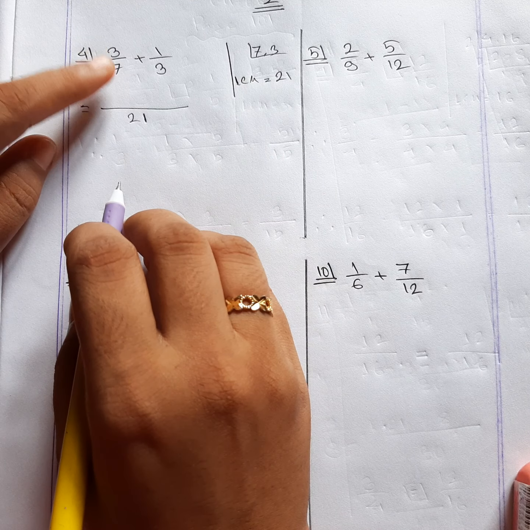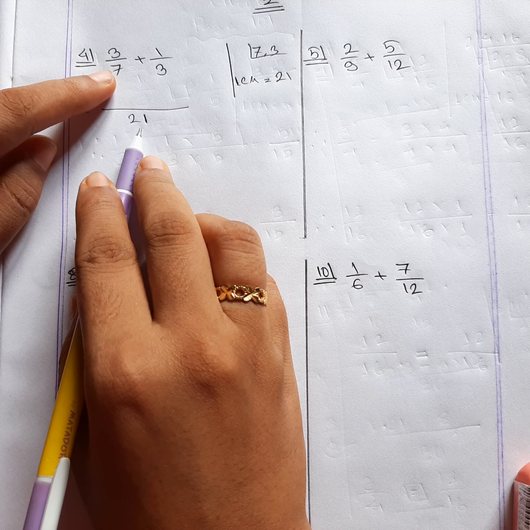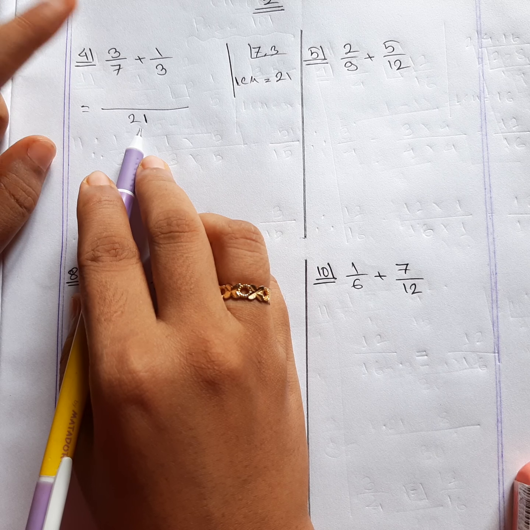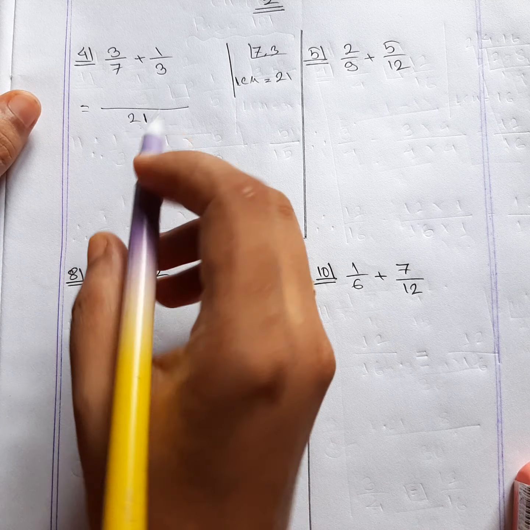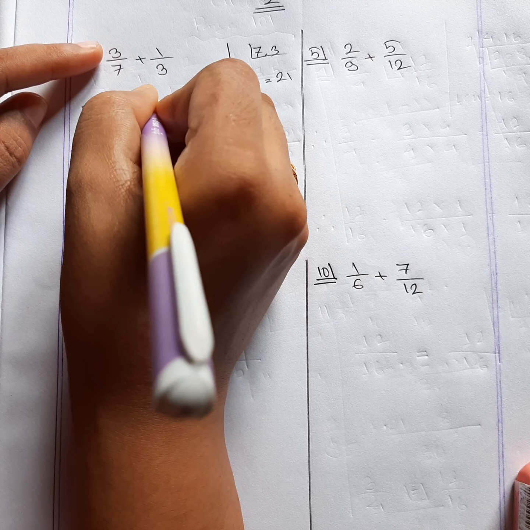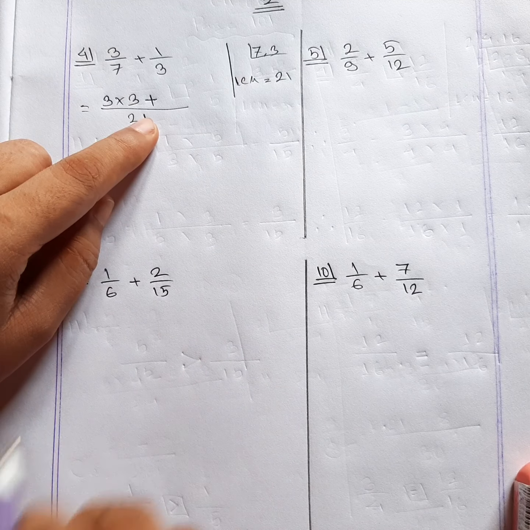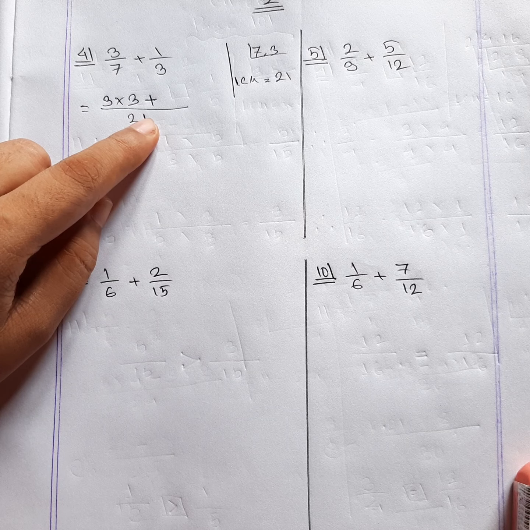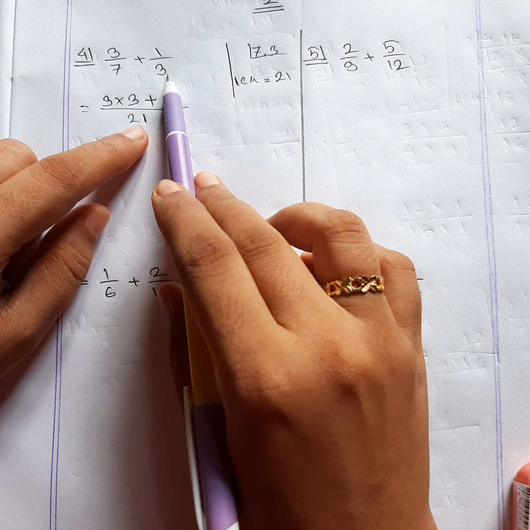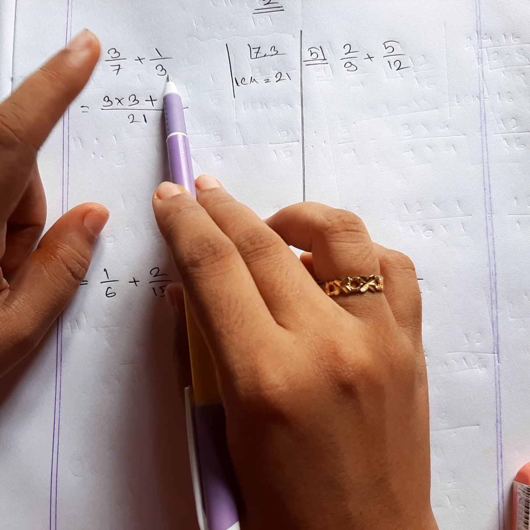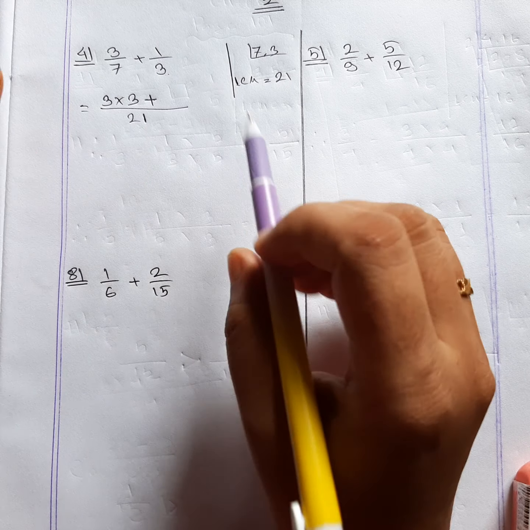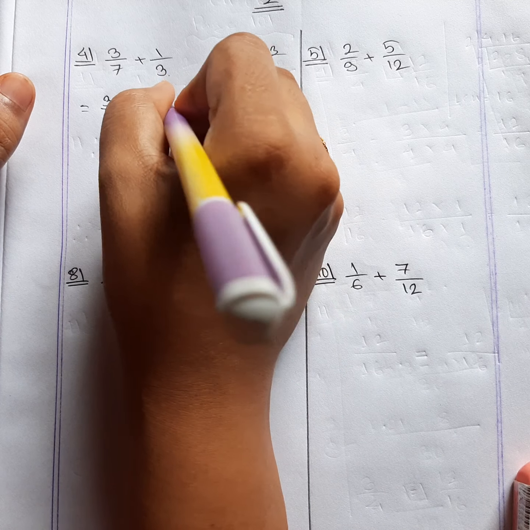Now dividing the LCM with the first denominator, the answer will be 3, and multiplying that answer 3 with the first numerator. If it is plus, then it is plus. If it's minus, then you will go for minus, okay. Again dividing the LCM with the second denominator, which is 3, dividing 21, you will get 7, and 7 is getting multiplied with the second numerator.